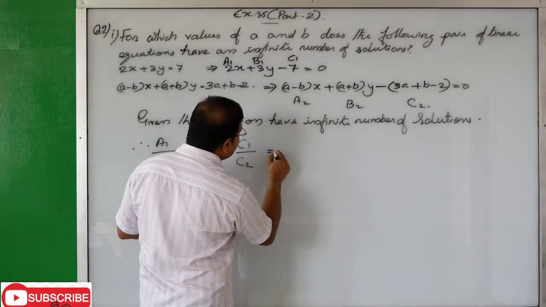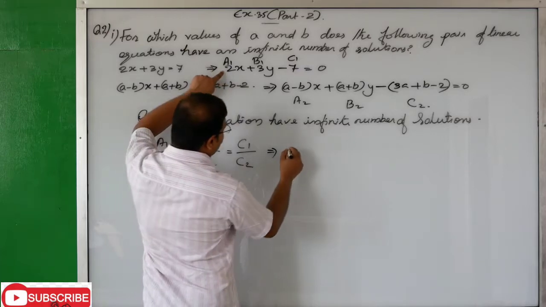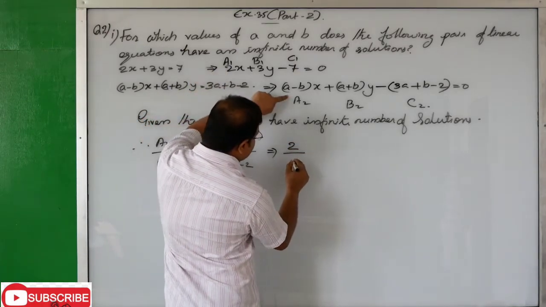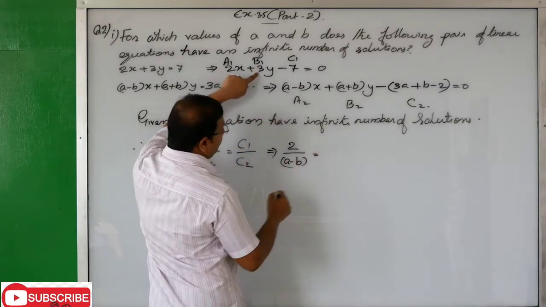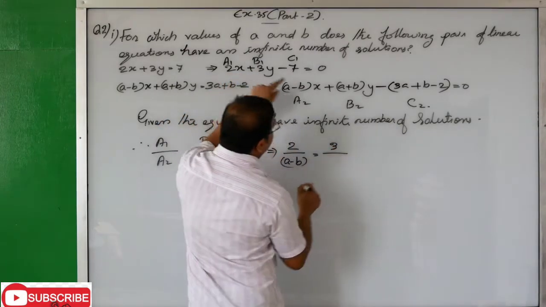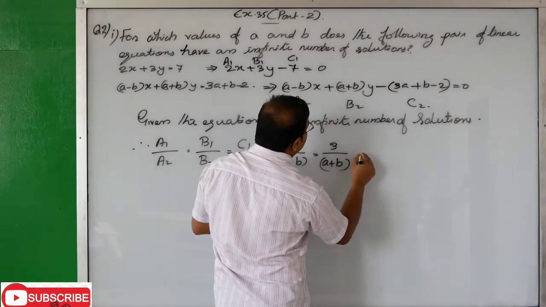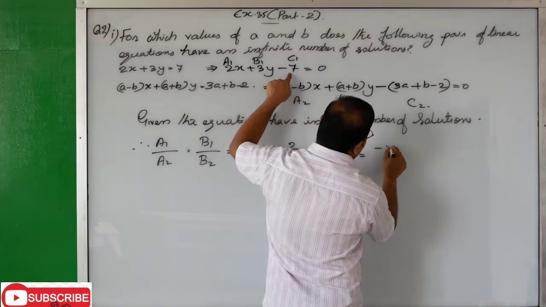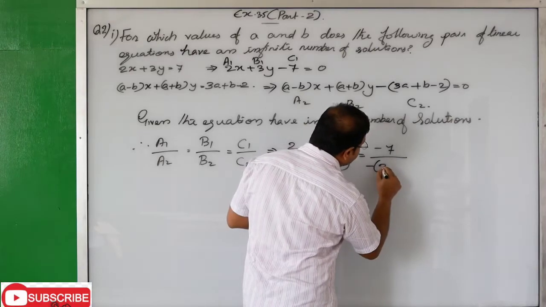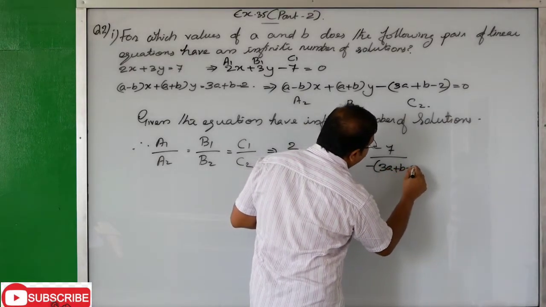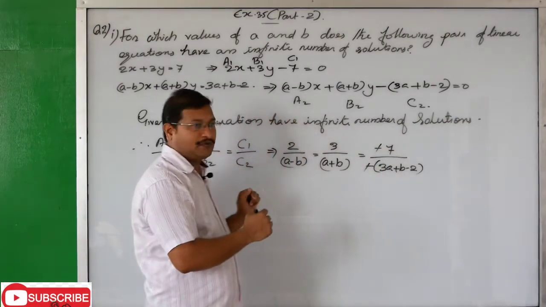This implies, what is the value of A1? From here, A1 is 2. So 2 by A2, what is that? A minus B. Equals B1. B1 is 3. 3 by B2. B2 is A plus B. Equals C1. C1 is minus 7 by C2. That is minus of 3a plus b minus 2. Now in the numerator and denominator, the minus will cancel.